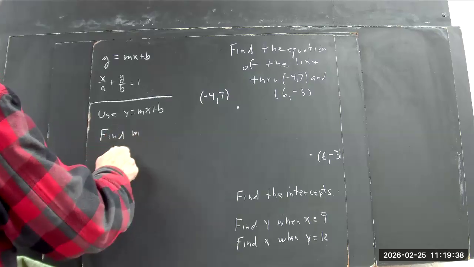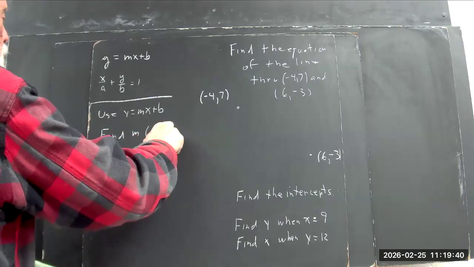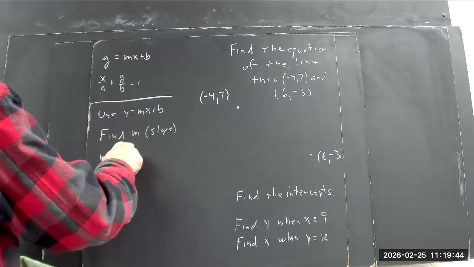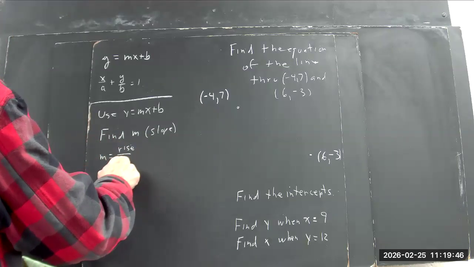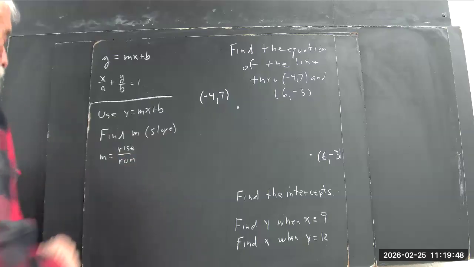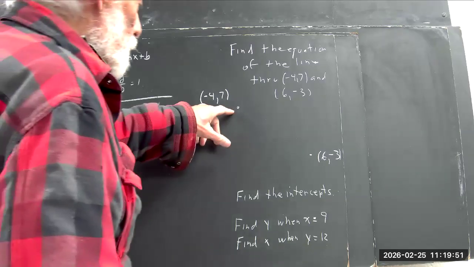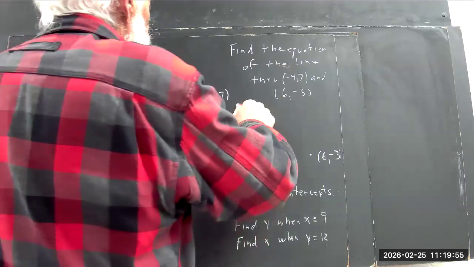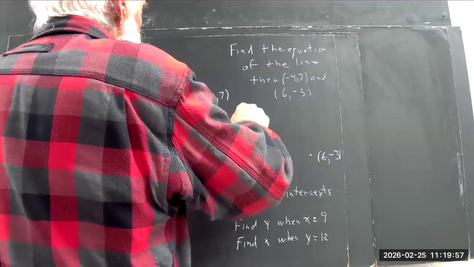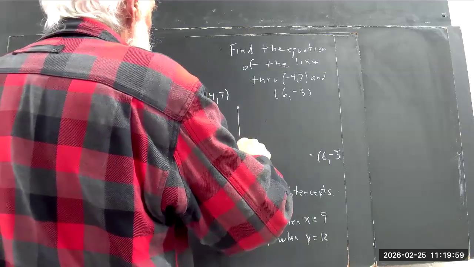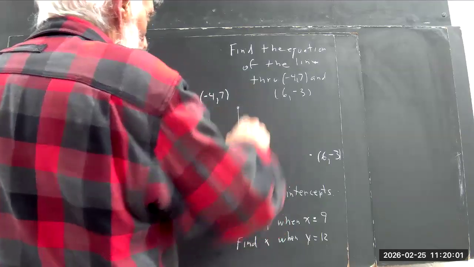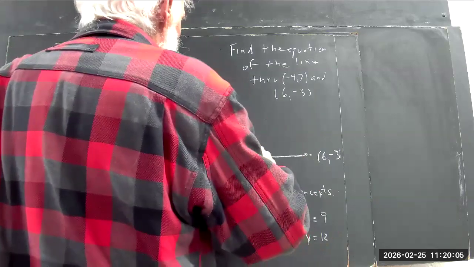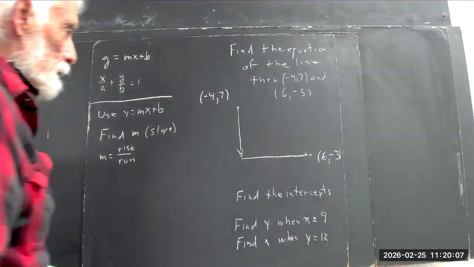Find m, which is the slope. Slope is rise over run. Now, from this point to this point, I can draw two arrows, one vertical and one horizontal. That vertical arrow didn't go quite far enough.